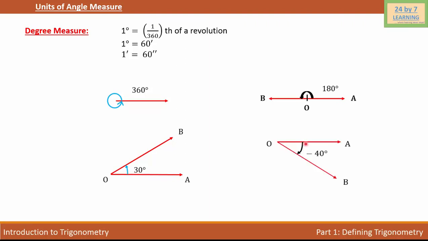In this picture, as you can see, OA and OB are meeting at point O and we are measuring the angle in the direction of the movement of the clock, because this arrow represents the direction of the movement of the angle. So that angle will be a negative angle. So this angle is an example of negative 40 degree.